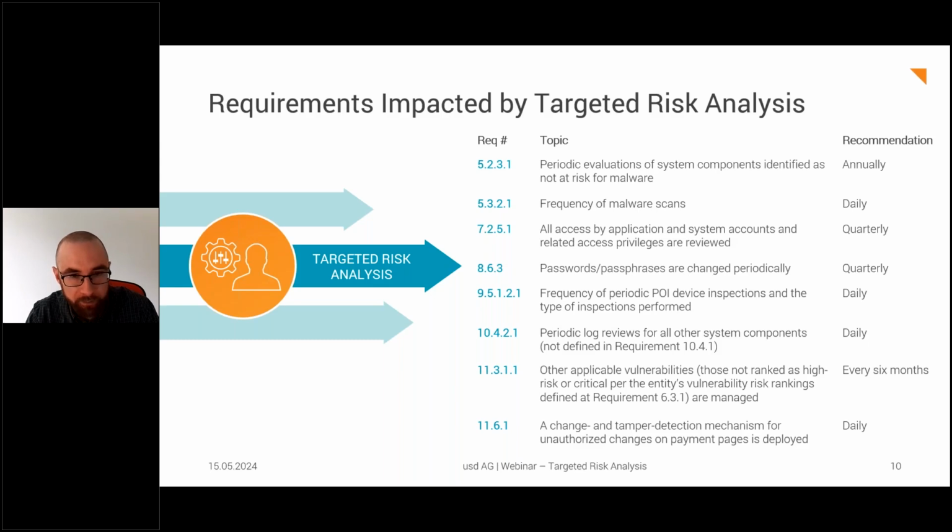The last requirement here is 11.6.1. This is about the change and tamper detection mechanism for your payment pages. This is also something that I would recommend to do daily. But again, here it really depends on what kind of mechanism you're looking at, and maybe also what other controls you have in place to detect this kind of tampering or to prevent it. So yeah, here you also want to, of course, do a targeted risk analysis to verify that and only take the daily as a kind of baseline.